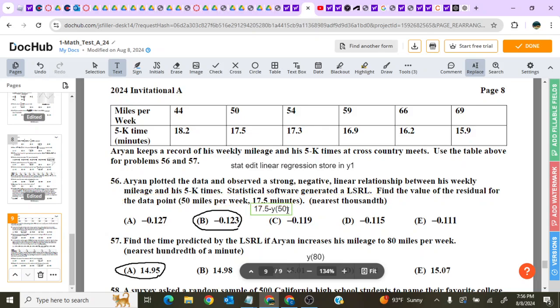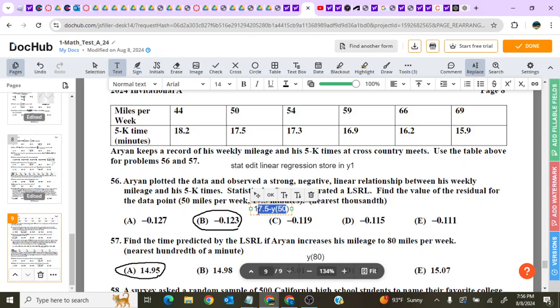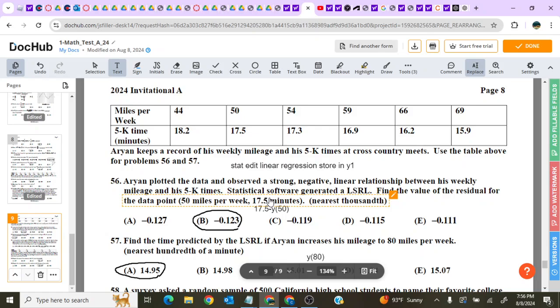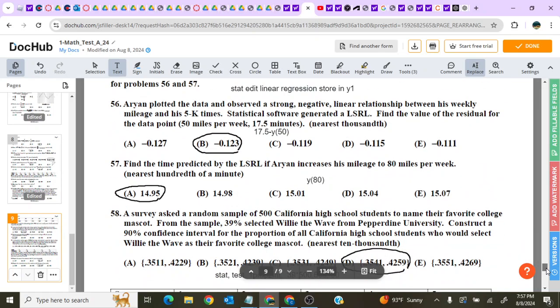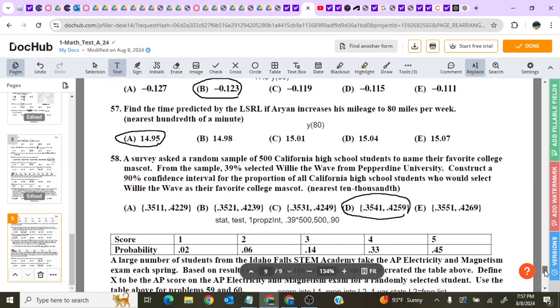Basically, the residual is the difference between what your data line suggests and what it actually is. So 17.5 is what it actually is. However, the model predicts it's going to be a little bit higher. So the difference between that is 0.123. That's your answer. And then what is the time predicted by an LSRL if Arian increases his mileage to 80 miles per week? Well, just see what the graph predicts at 80 miles per week. Do that, and you get 14.95.